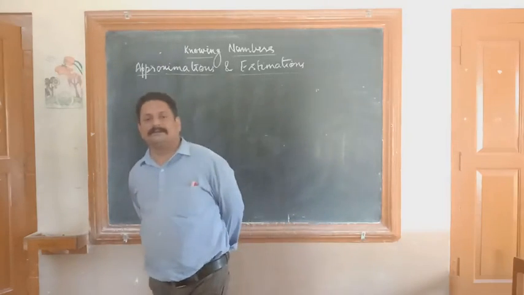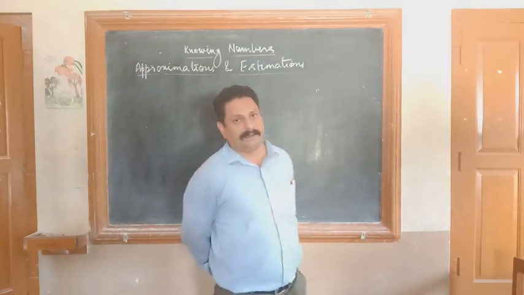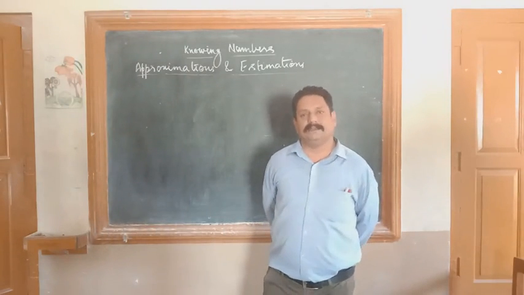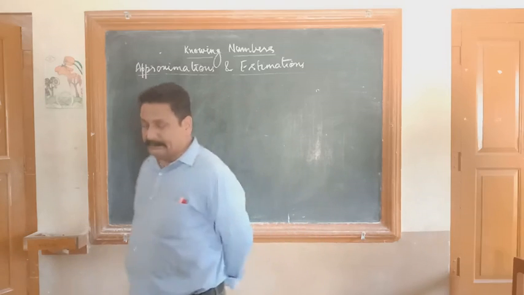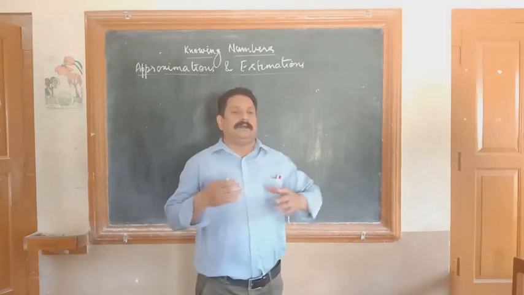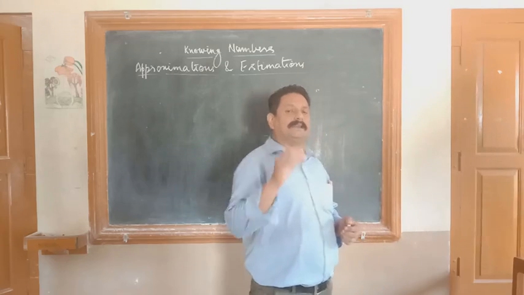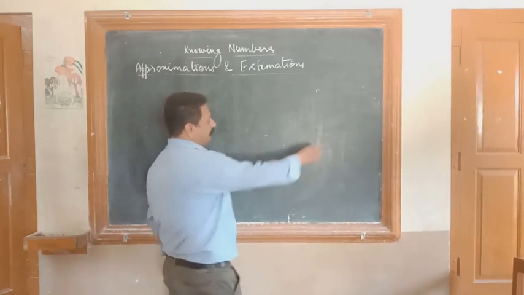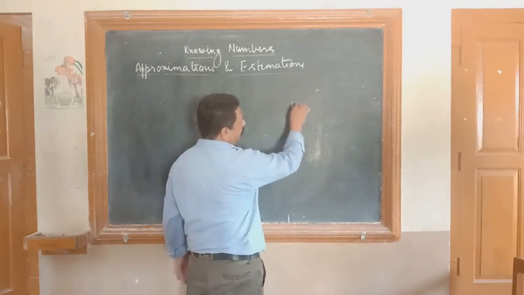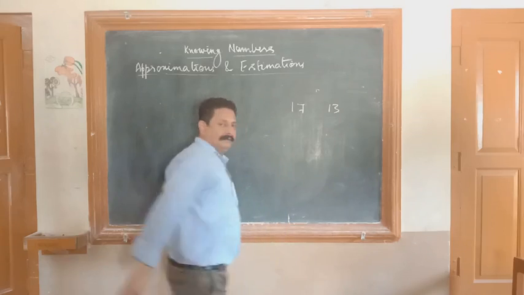Good morning classes. So we are in chapter knowing our numbers. Today we discuss the topic approximations and estimations. What is the utility of this thing? First we have to understand. While you are solving the questions related to mensuration or plane geometry, say for instance you have a rectangle whose length is 17 centimeters and width is 13 centimeters.